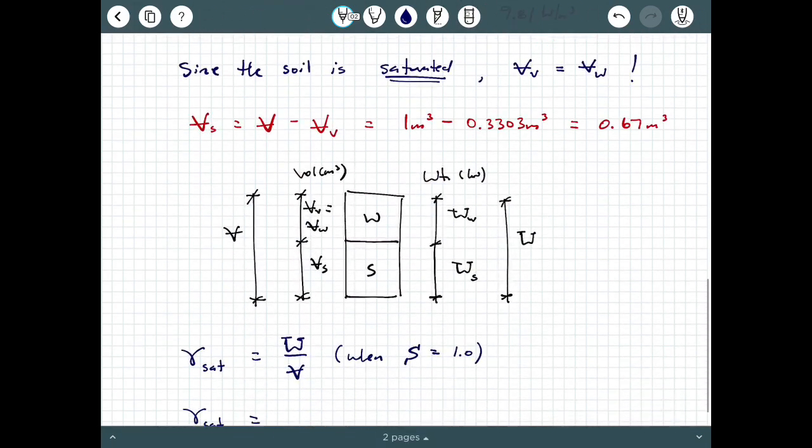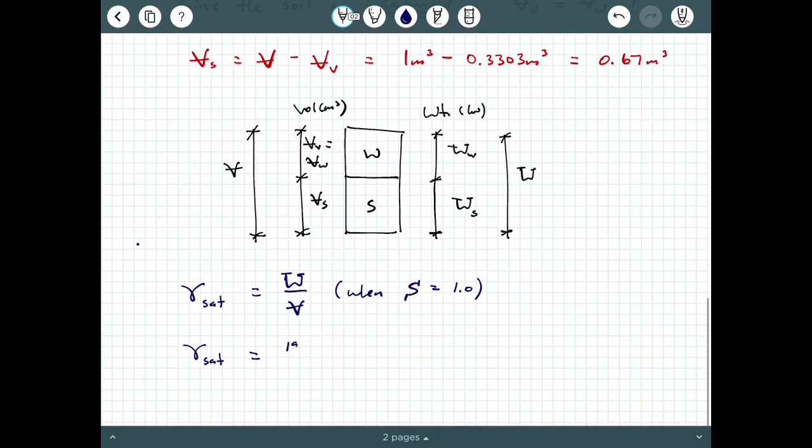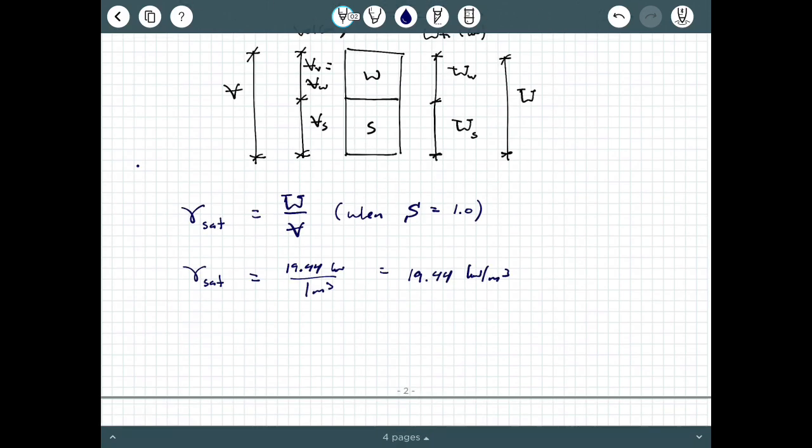19.44 divided by 1, okay? So we're going to say 19.44 kilonewtons divided by 1 cubic meter. Of course, that's 19.44 kilonewtons per cubic meter. That's one of your answers that you would box in.